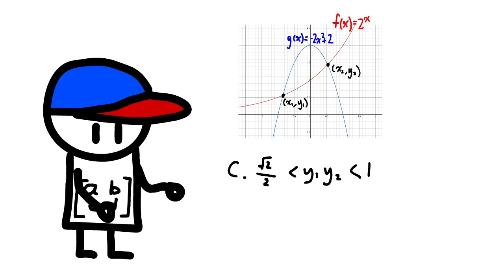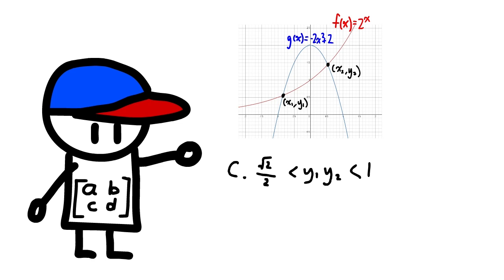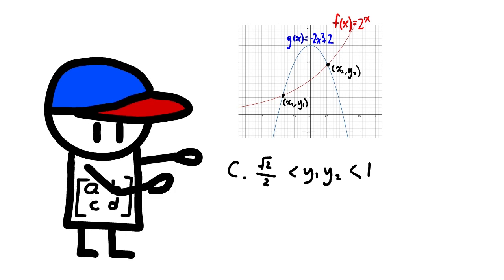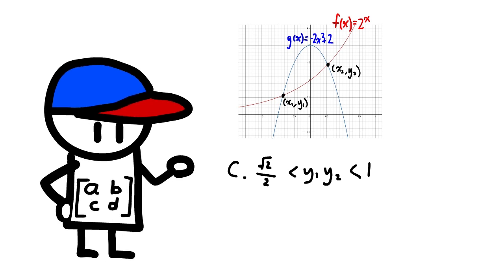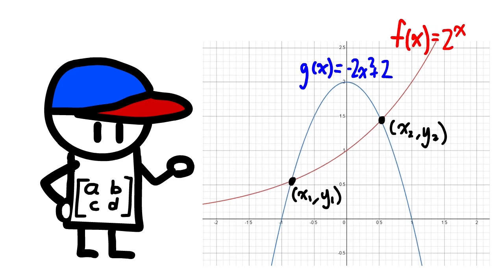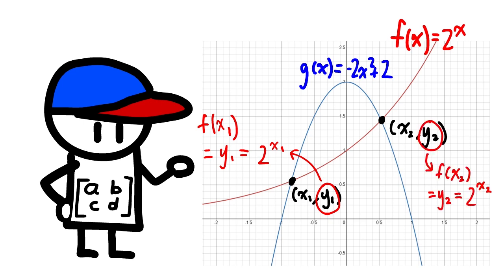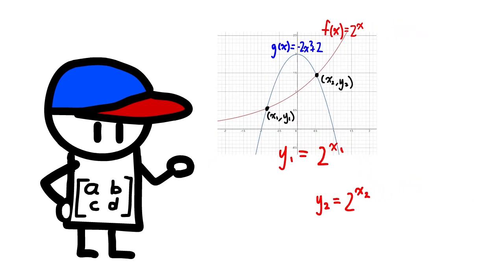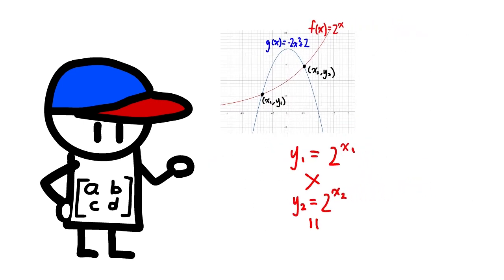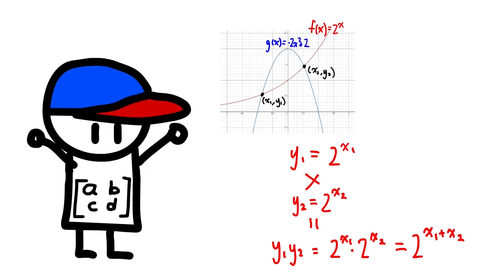Finally, statement C asks whether square root of 2 over 2 is smaller than y1 times y2, which in turn is smaller than 1. Since the two intersection points are on the exponential graph, we know that y1 is equal to 2 to the x1 power and y2 equals 2 to the x2 power. So y1 times y2 would equal 2 to the x1 power times 2 to the x2 power, which would mean 2 to the x1 plus x2 power. Now we just need to estimate x1 plus x2.